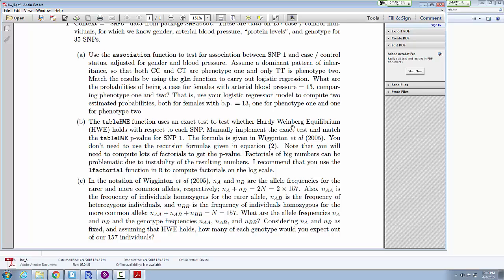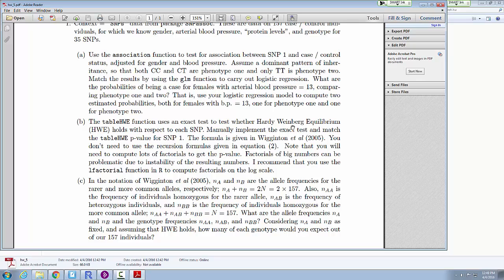Another way that this equilibrium can be violated is if there's selection going on. Natural selection is the process of certain phenotypes having some advantage over others, and so those phenotypes are more likely to succeed, to live, to breed, to pass on their genes. If that is actively going on, then we would not have this equilibrium either.